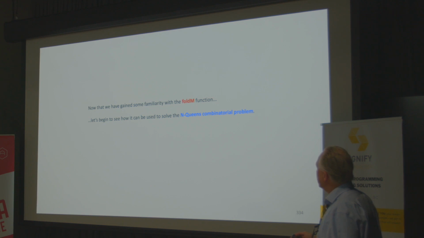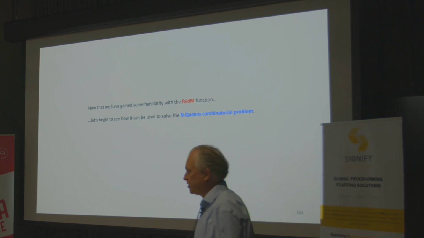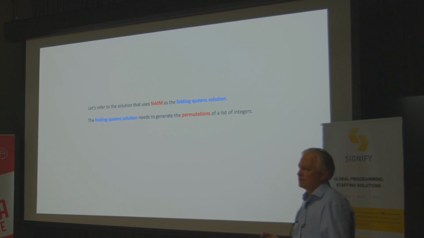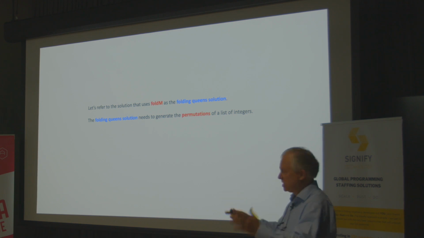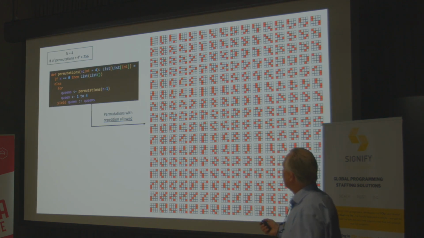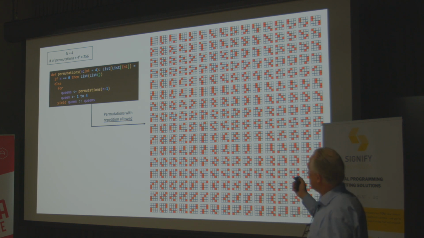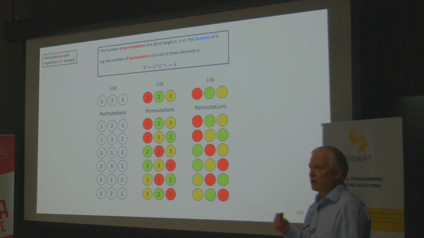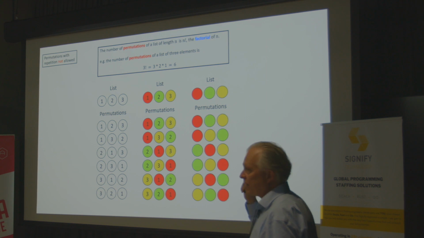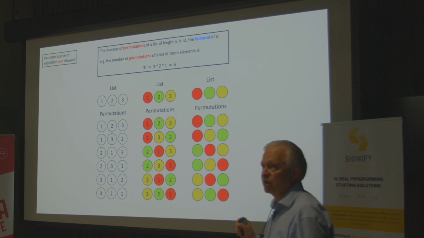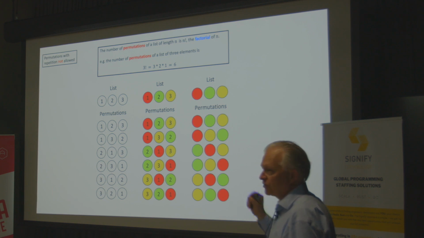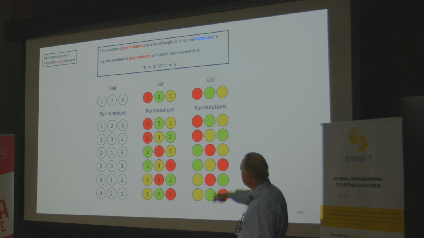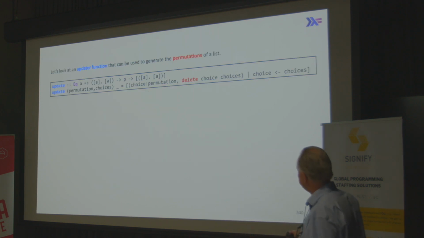Let's see how we can use foldM to solve the n-queens puzzle. We're going to use it to generate the permutations of a list of integers. These integers are really the columns for where we put the queens. We already have code to compute the permutations, but this code allows repetition. We don't want that. We want to compute permutations without allowing repetition. So if we have n elements, we want to compute n factorial permutations. If we have 3, for example, we want to compute 3 factorial, 3 times 2 times 1, 6 permutations. You can see the permutations, the numbers never repeat, right? That's what we want to solve the puzzle.